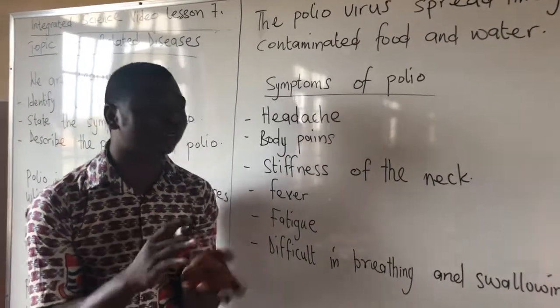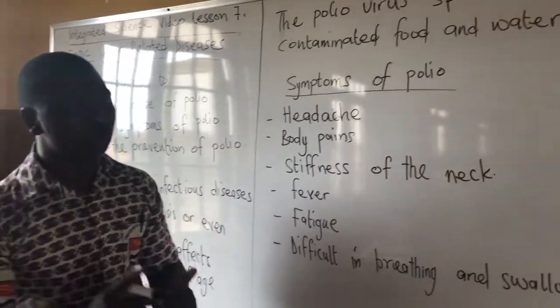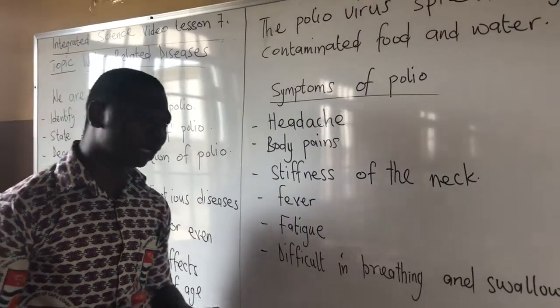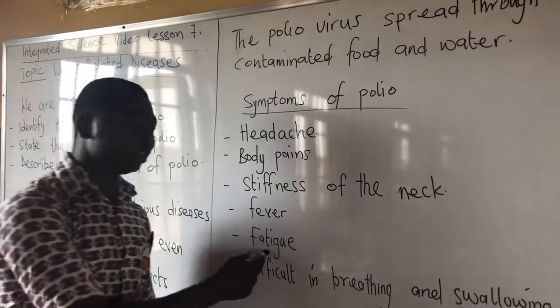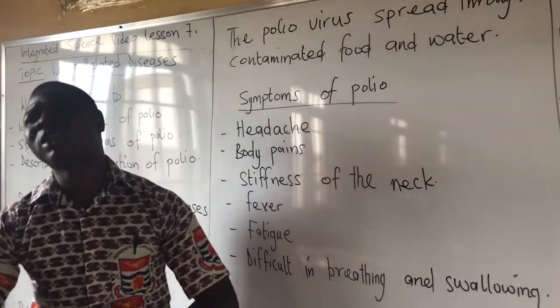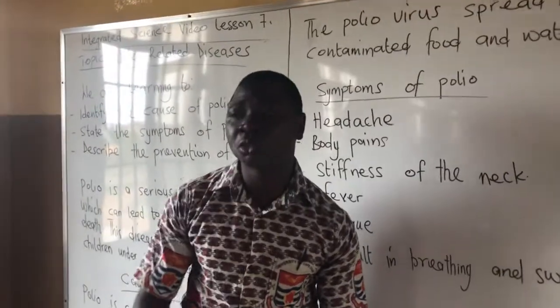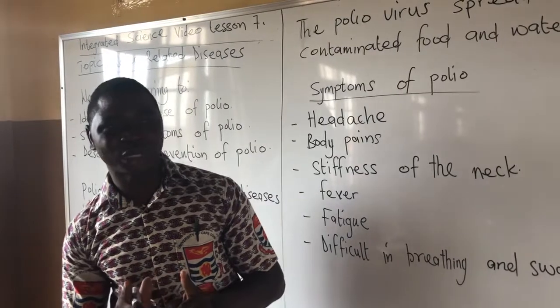If you see this type of symptoms or signs, you know that it can be polio. Fever. You feel feverish. Fatigue. You feel very tired. If they ask you to do something, you see that you can't do it. Then you know that something is happening.